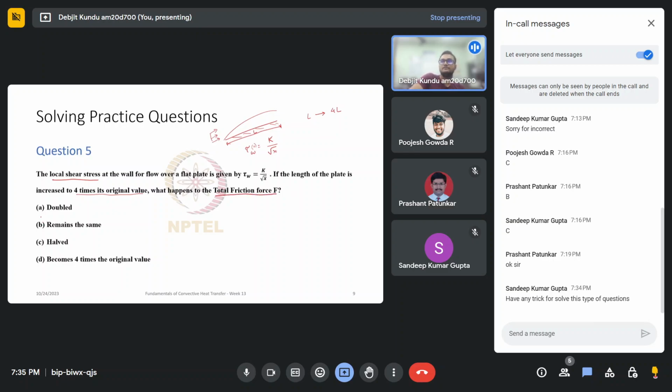Is it option A, doubled? Is it option B, remains the same? Is it option C, halved? Or is it option D, becomes 4 times the original value?